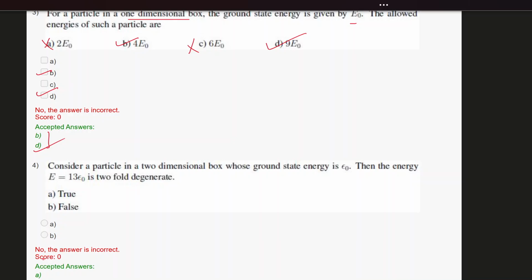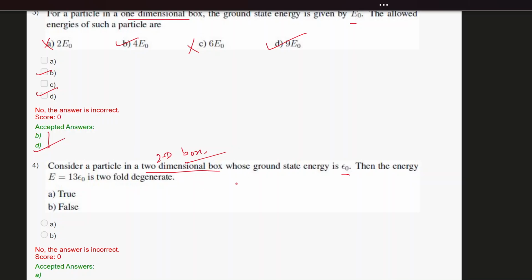Now move on to question number 4. Consider a particle in a two-dimensional box where the ground state energy is epsilon naught. Just take a look that the earlier problem was the 1D box problem, and now you have the 2D box problem, which is nothing but the two-dimensional version of the earlier problem. So both are connected, you will see.